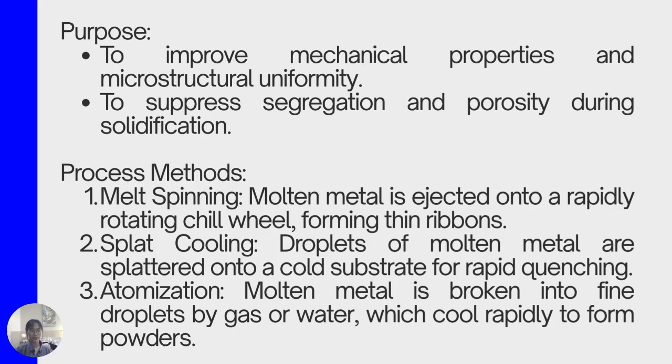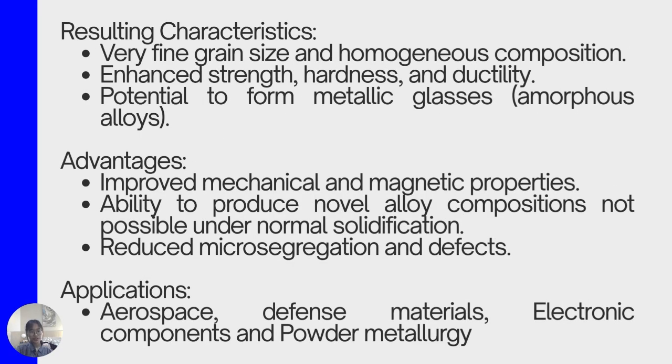Common rapid solidification methods include melt spinning, where molten metal is sprayed onto a rapidly rotating chill wheel to form thin ribbons. The second one is spot cooling, which rapidly quenches small droplets on a cold substrate. And the last one is atomization, where molten metal is broken into fine droplets by gas or water, forming powders used in powder metallurgy and 3D printing. These techniques are widely used to produce high-performance alloys, magnetic materials, and aerospace components.